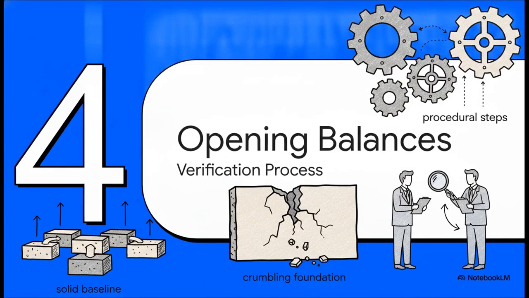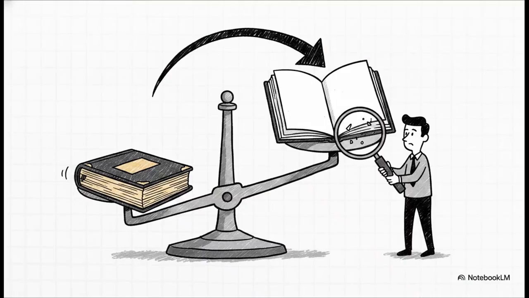Section 4. Verifying opening balances. So, how do we make sure that baseline isn't built on sand? As the incoming auditor, your responsibilities under SA 510 are crystal clear. You must obtain sufficient appropriate audit evidence that the opening balances are completely free from material misstatement. You also need to double-check that the previous year's closing balances were actually carried forward correctly to the current year.